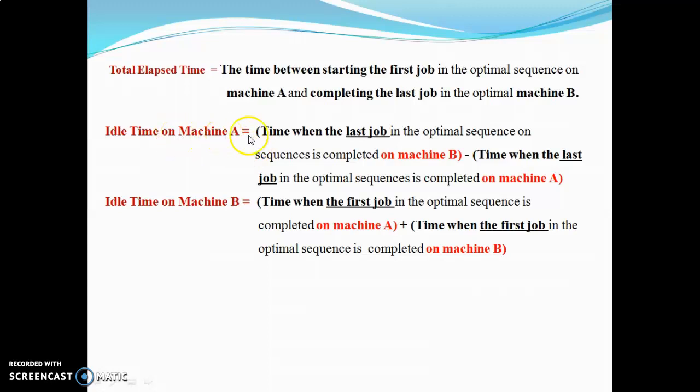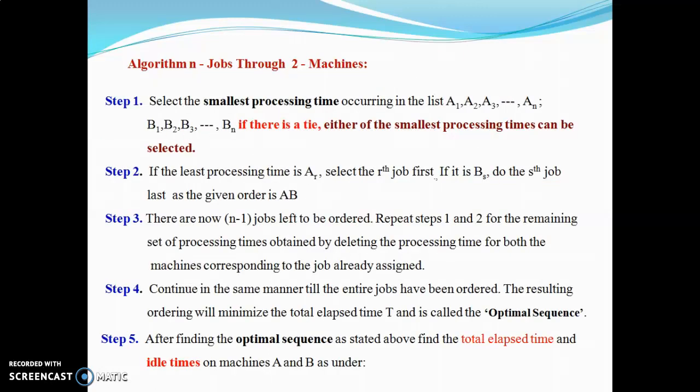The idle time on machine A is equal to the time when the last job in the optimum sequence is completed on machine B, minus the time when the last job in the optimum sequence is completed on machine A. So these are the important steps for n jobs through 2 machines.